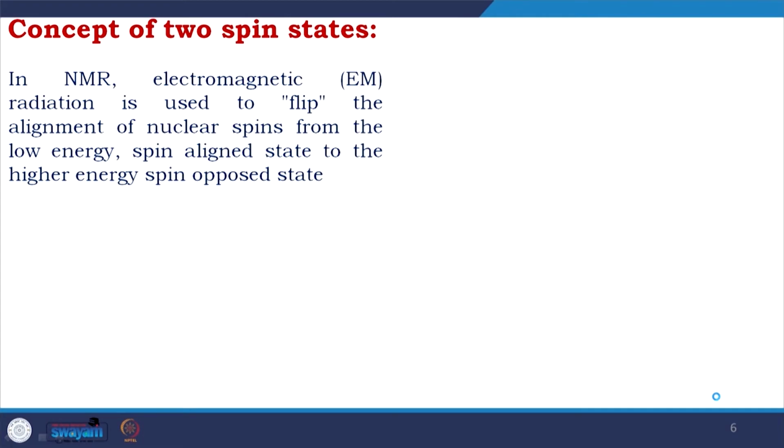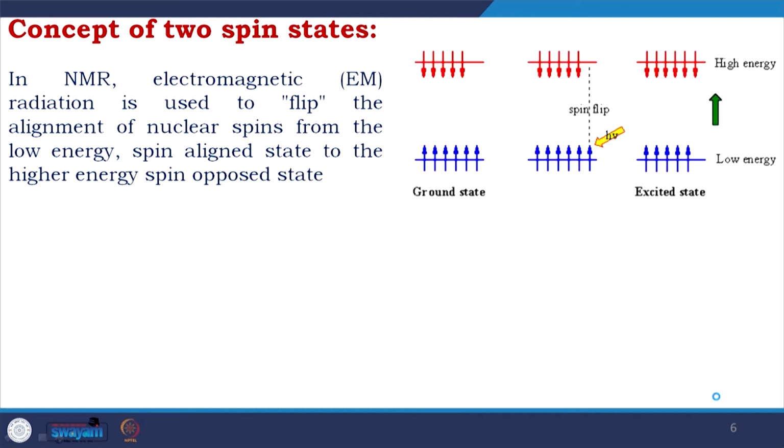So, from there we get the concept of two spin states. In NMR, electromagnetic radiation is used to flip the alignment of nuclear spins from the low energy spin aligned state to the higher energy spin opposed state. So, you see that there are two energies, the ground state and the excited state, and there happens a spin flip.